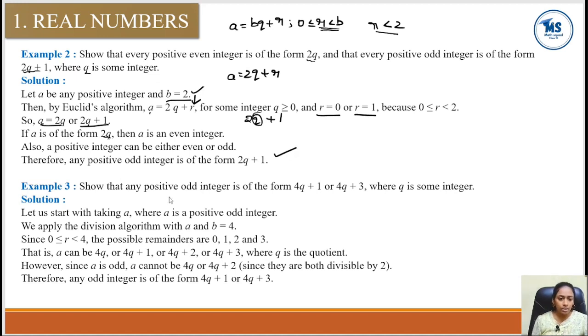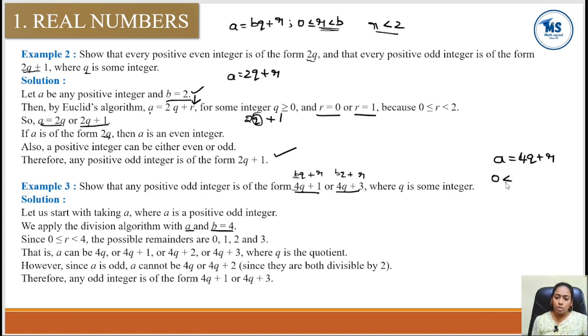Okay. Next question. Show that any positive odd integer is in the form of 4q plus 1 or 4q plus 3, where q is some integer. Again, I'll start by taking a as a positive integer, and here as I can see, it is in the form of bq plus r. I will take my b as 4, and a be any positive integer. Then our a will be in the form of bq plus r, 4q plus r.